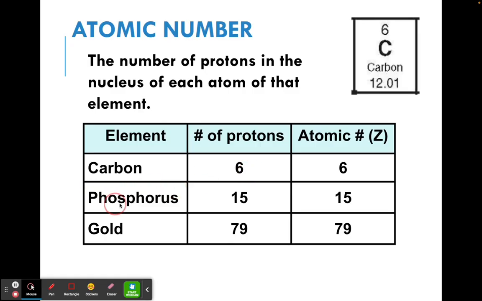Same with phosphorus. Phosphorus is atomic number 15 on the periodic table, and therefore we know from the atomic number that phosphorus has 15 protons. If you know phosphorus has 15 protons, then you know its atomic number is 15. They go hand in hand. Atomic number and the number of protons are always the same. Gold is atomic number 79. It has 79 protons.